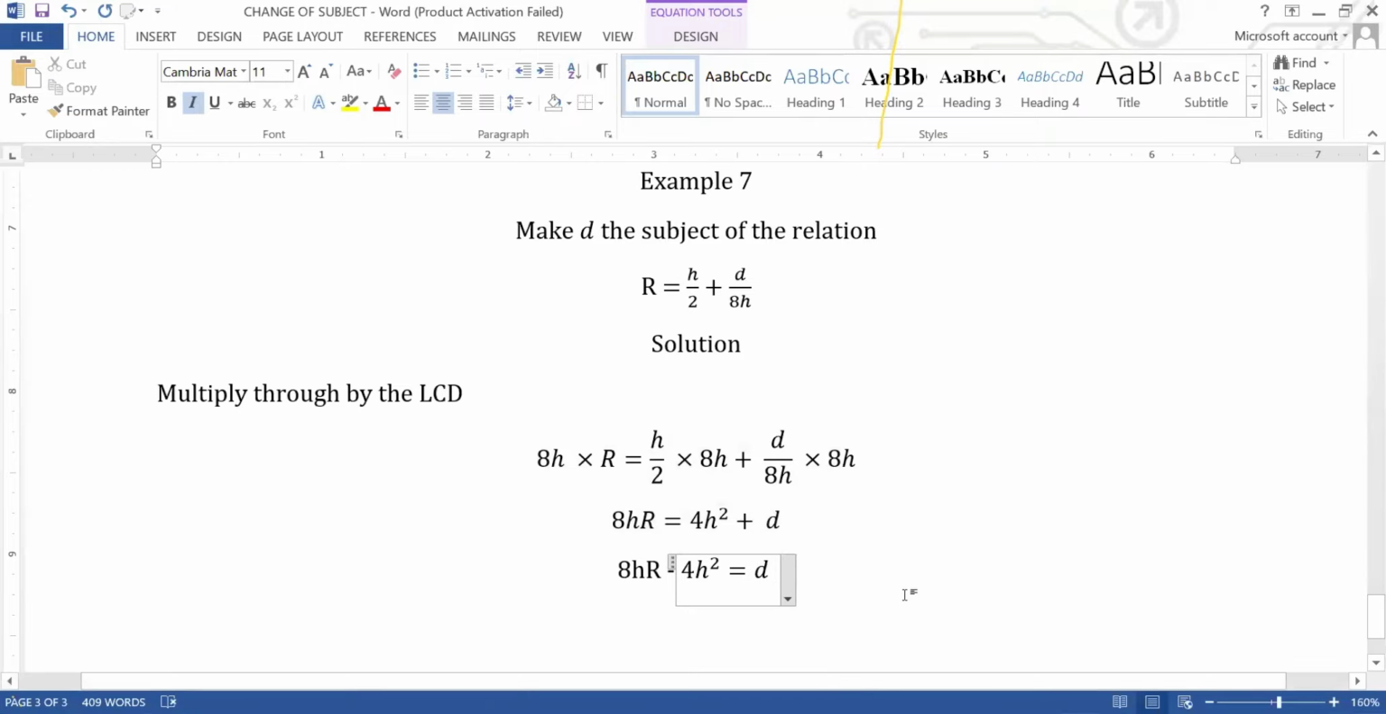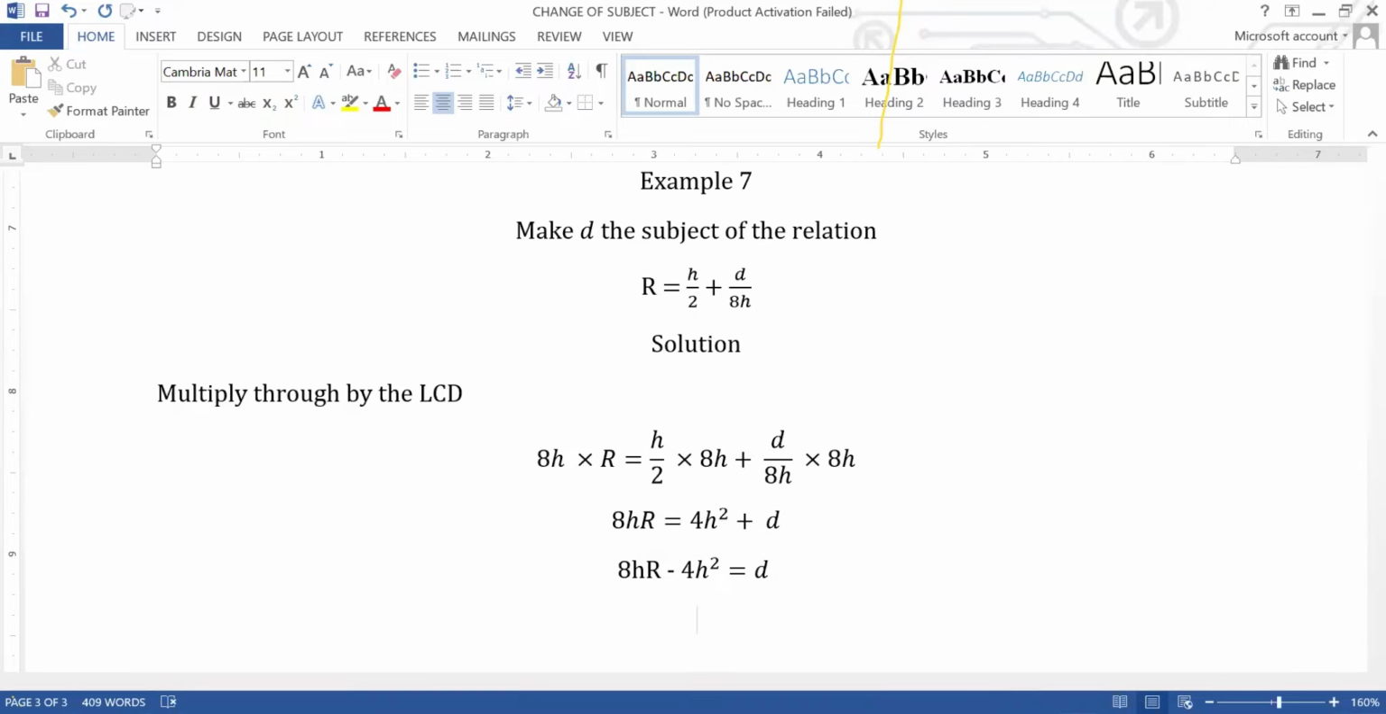This question was really cool because d was already almost standing alone. Let's factor out on the other side. We have 4h to be common. It's always good to factorize your answer out. 2r, sorry, minus h is equal to d. And that becomes our final answer.